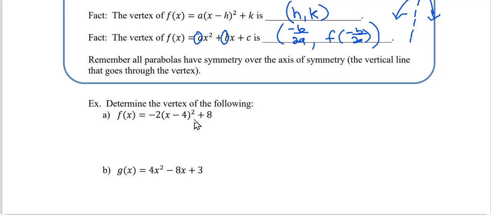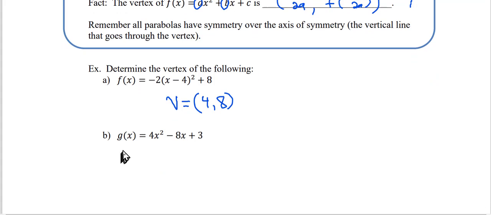Let's look at that same function that we looked at above. The vertex of this is going to be (4, 8). If you look up here, when it's in this standard form with the completed square, the h is 4, the k is 8. So that's our vertex there.